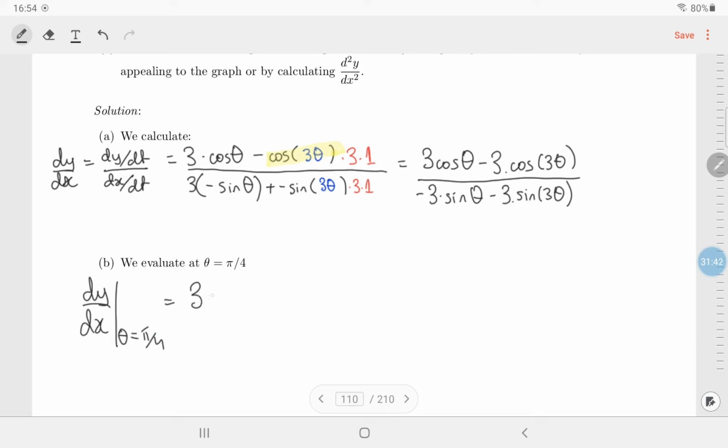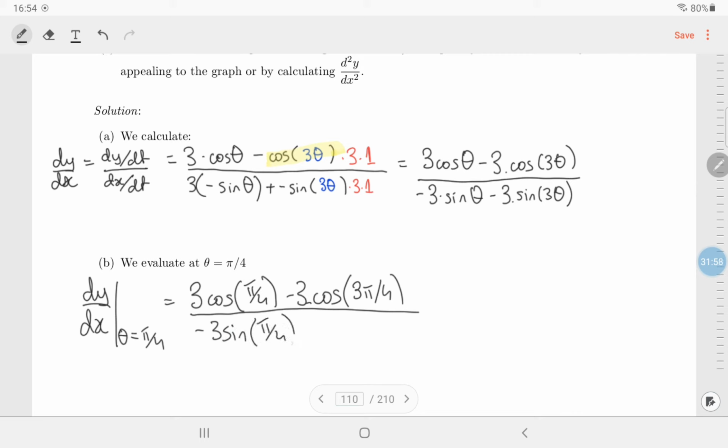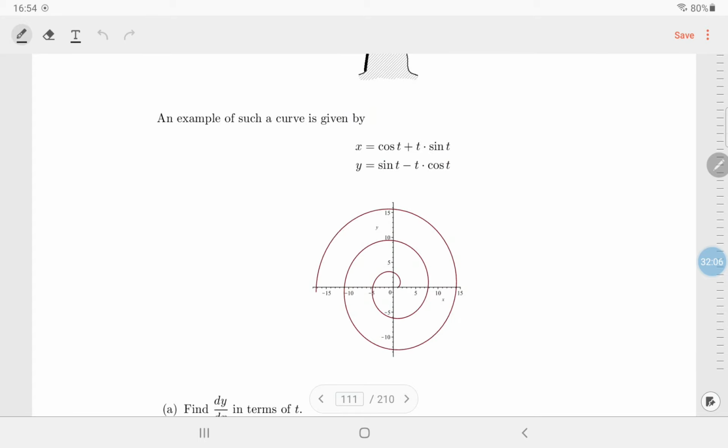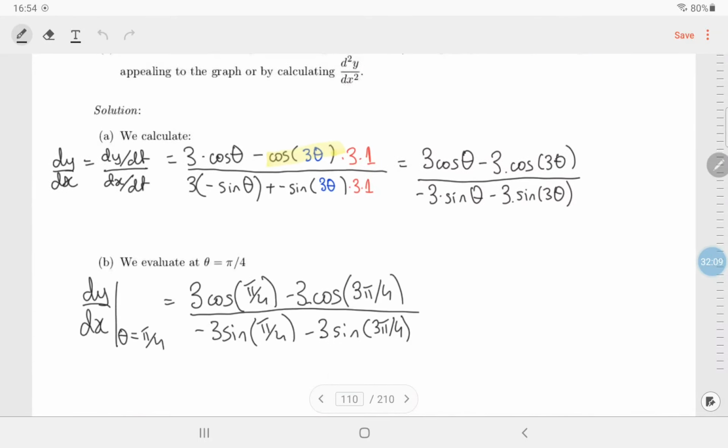So I get 3 cos pi over 4 minus 3 cos 3 by pi over 4, in other words 3 pi over 4, divided by minus 3 sine pi over 4 minus 3 sine 3 pi over 4. Now, if you're in radians, you can, of course, just bang that into the calculator, and that's perfectly okay. I'll try and do a little bit better here. So pi over 4 is 45 degrees, and the sine and cos of 45 degrees is 1 over root 2. So I have 3 over root 2, I might have to go into the calculator at the end anyway, minus 3.